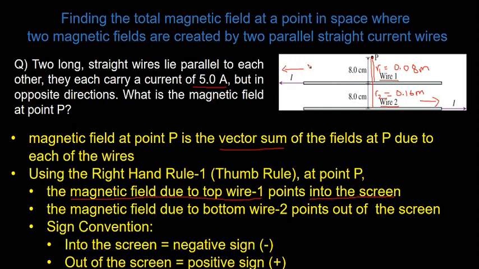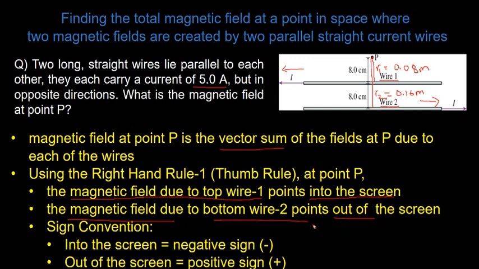Your thumb points in the left direction, and then you imagine that you're holding the top wire, and your curling fingers at point P will go into the screen. That's why it's a negative sign. It's into the screen. Similarly, due to the bottom wire, if you were to hold the bottom wire with the thumb pointing to the right, all your curling fingers at point P will be pointing towards you, or out of the screen. That's why the field due to wire 2 happens to be out of the screen.